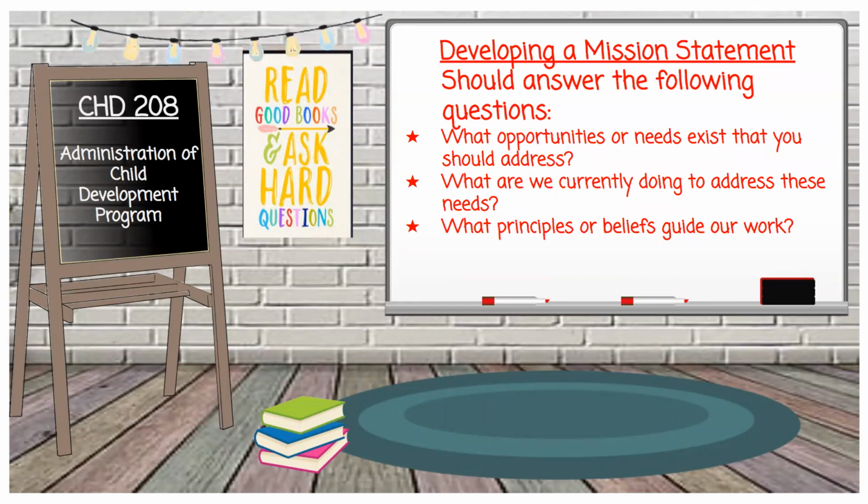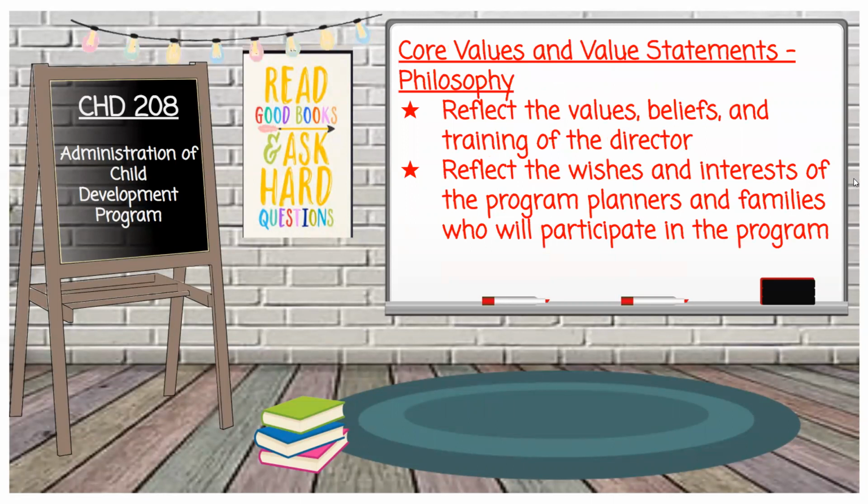Okay, so when we're talking about the opportunities or needs that exist, that is going to become the purpose of our child care center or the purpose of our organization. What are we going to do to address these needs is the business side, okay, of your organization. And then the principles or the beliefs that guide your work, those are the values, okay, the values behind your program. So establishing core values will serve as the foundation for your program, and then that way you can plan your program from that point.